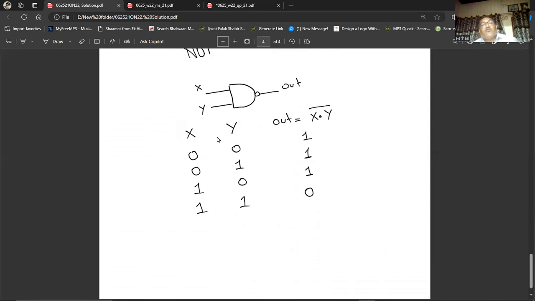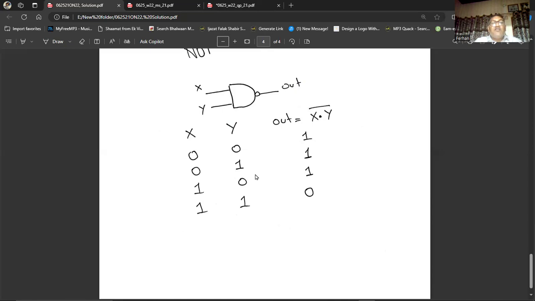So if I try to make its truth table, 0 0, and you multiply them. AND gate is like multiplication. So 0 multiplied by 0 is 0. Then you have to invert, that means it's a NOT gate. So whatever is the answer, 0 multiplied by 0 is 0, and then you invert it, so you get 1. 1 multiplied by 1 is 1, so invert it, and the answer is 0.